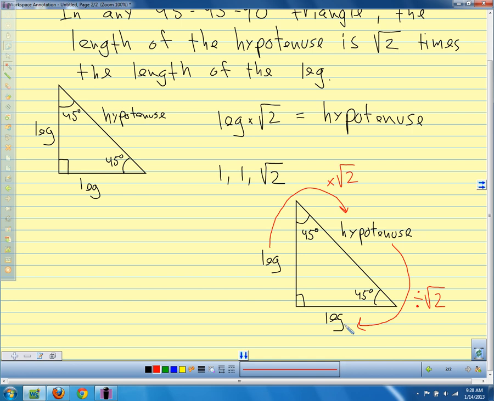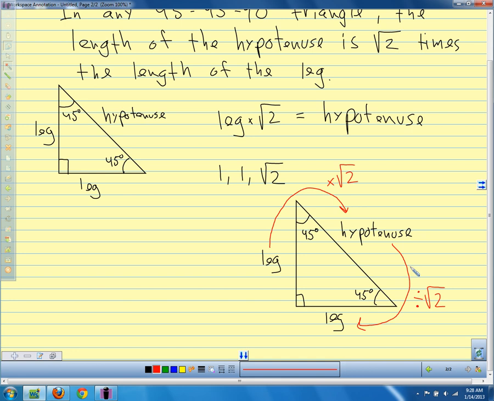And for 45, 45, 90, those are the only two things that I have to remember. To get from the leg to the hypotenuse, multiply by the square root of 2. The hypotenuse has to be longer, so I'm multiplying. To get from the hypotenuse to the leg, I divide by the square root of 2. The leg is shorter than the hypotenuse, so I'm dividing. I'm making it smaller.